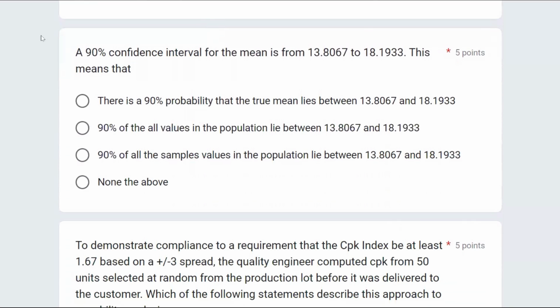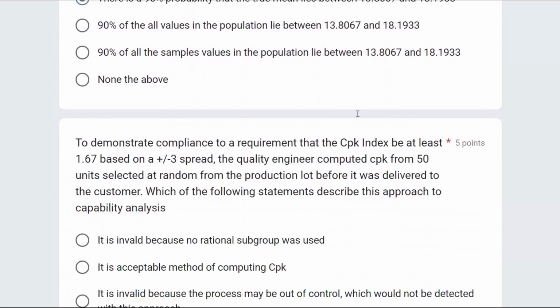The 90% confidence interval for the mean is from 13.808067 to 18.1933. This means that there is a 90% probability that the true mean lies between these two values.